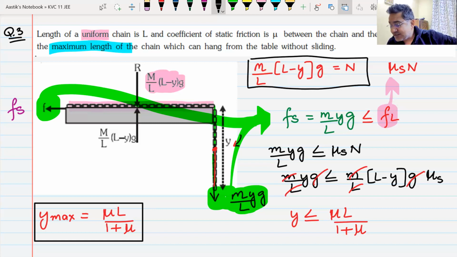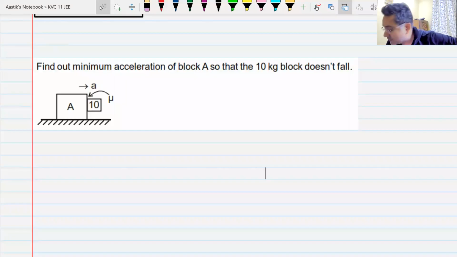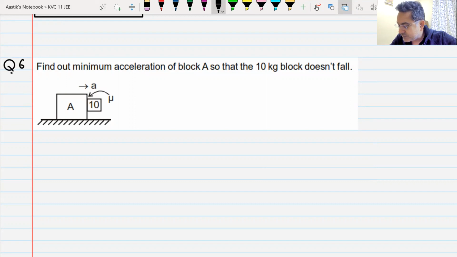Shall we move on to the next question? Yes or no? This is the last question, and I only give you 2 minutes to solve this. This is a question that I think we have already done. We were trying to do it when I realized that you have not done friction. So this is the last one in this category. Question number 6 or 7 or whatever it is.